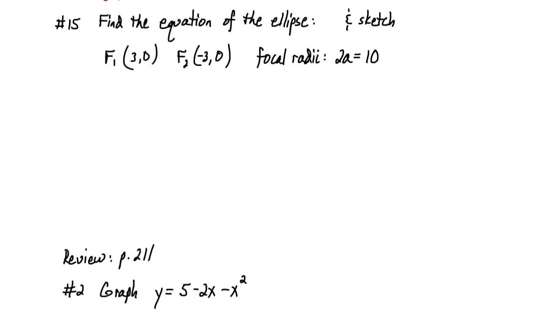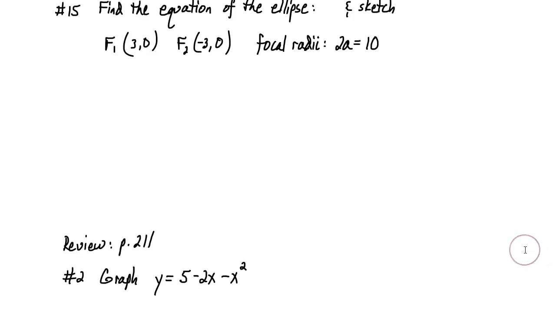Number 15, find the equation of an ellipse and sketch. And here's what we're given about the ellipse. Its focus points and its focal radii. Let's actually sketch it first and then make our equation. This will help us visualize what's going on. So 3, 0 and negative 3, 0 are both on the x-axis. Here's F1 at 3, 0. Here's focus 2.